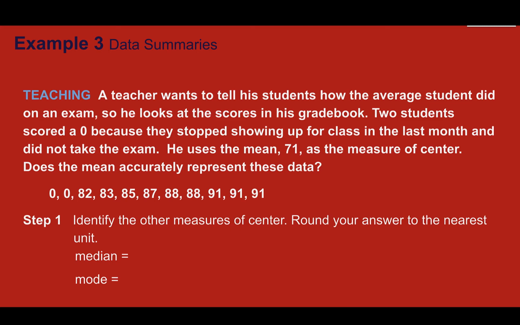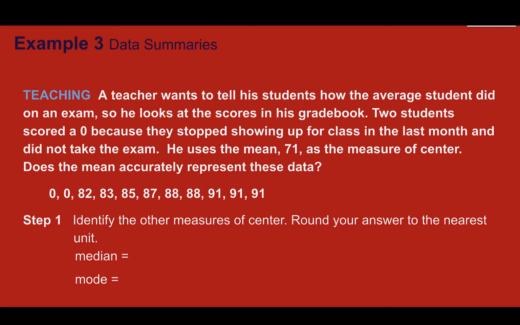So our real world context here is teaching. A teacher wants to tell his students how the average student did on an exam. So he looks at the scores in his gradebook. 2 students scored a 0 because they stopped showing up for class in the last month and did not take the exam. So this must be a college class. He uses the mean of 71 as the measure of center. Does that mean accurately represent the data?